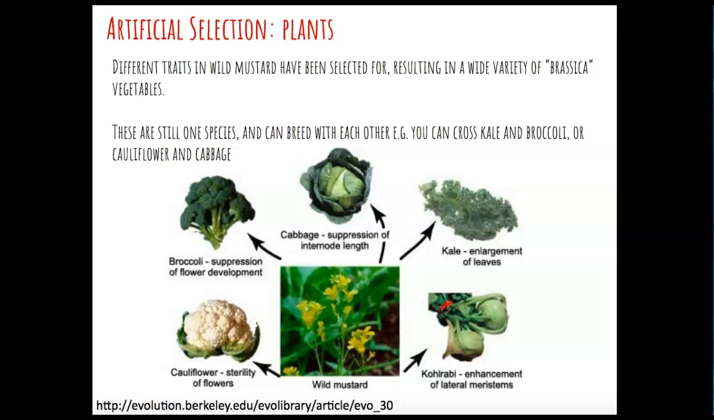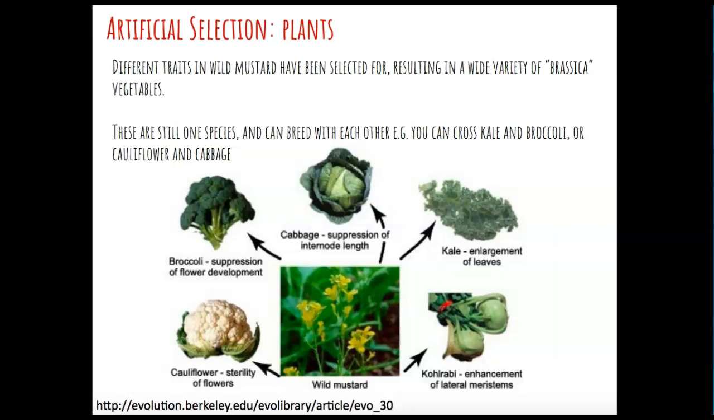And this is where it's not something in an environment that is selecting for different traits. It's actually humans, and in this case, it would be farmers that are selecting for different traits. So different traits in wild mustard have been selected for, resulting in a wide variety of different vegetables. So this wild mustard plant is the ancestor for everything from cauliflower to cabbage to kohlrabi and kale and broccoli and all of that. All of those are the same species and can breed with one another.